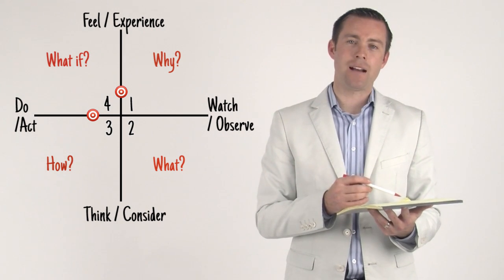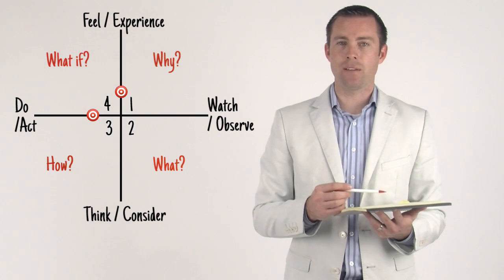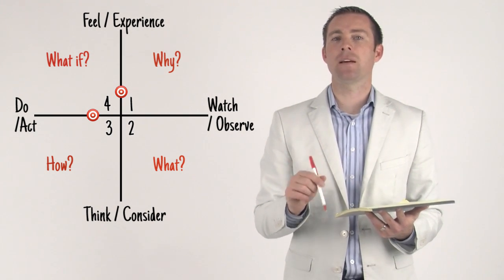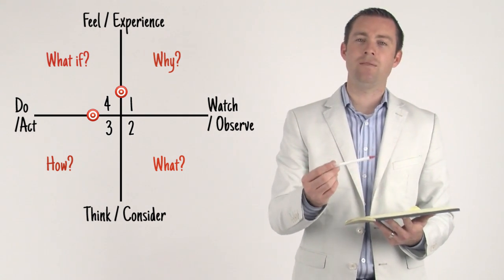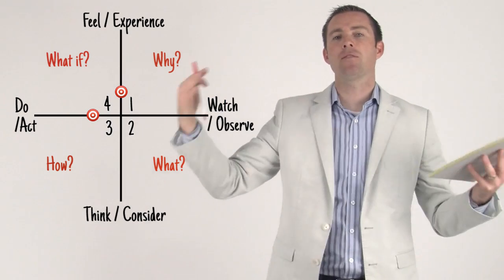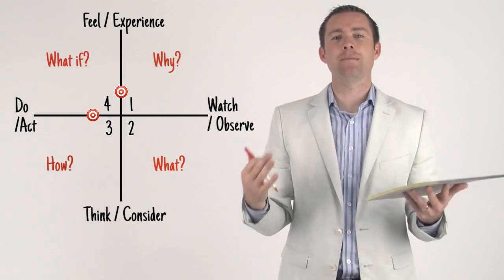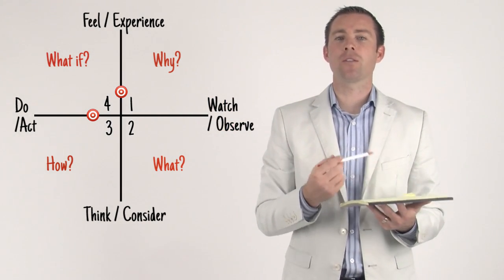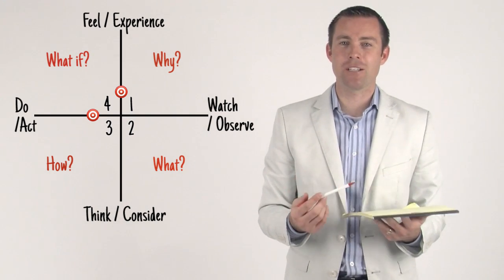Quadrant 3, how is it practical? What does this do for them? In a personal way, how does this benefit their life? And quadrant 4, what if? What are those future benefits? How does their world get better as a result of what you're sharing, what you're offering, what you're teaching?